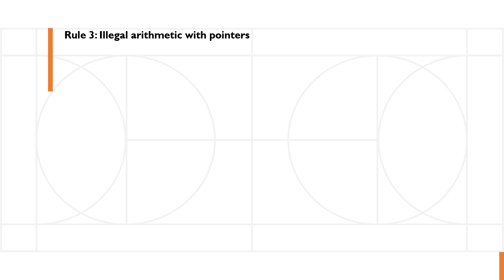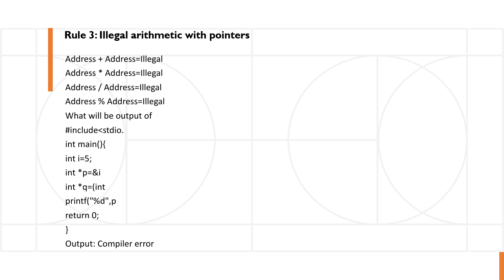Coming to rule 3, illegal arithmetic with pointers. We already discussed in our previous lecture that address plus address is always illegal. You cannot add address to address. We cannot multiply address into address, or divide address by address. Address slash address is illegal, and address percentage address is illegal.